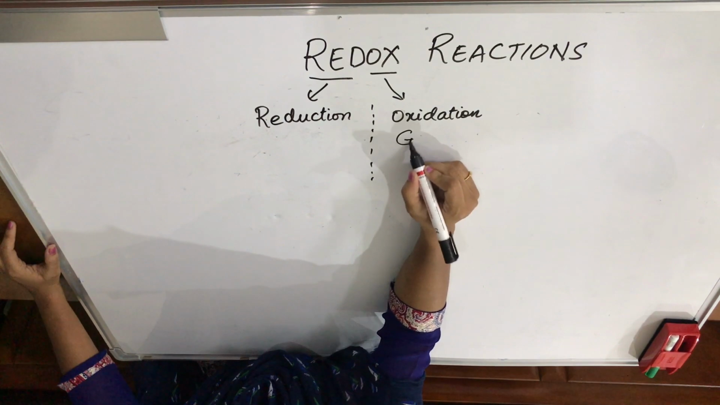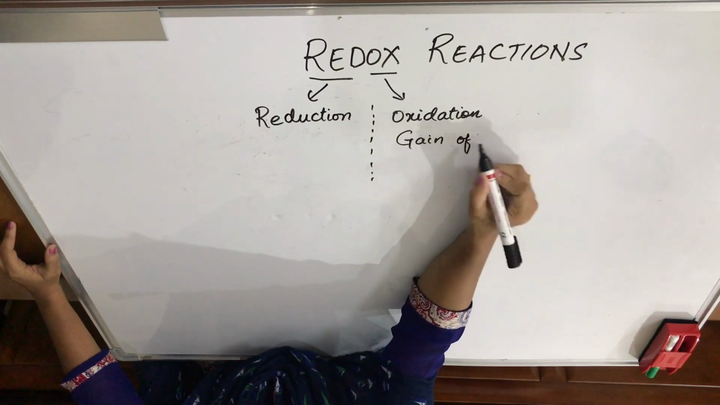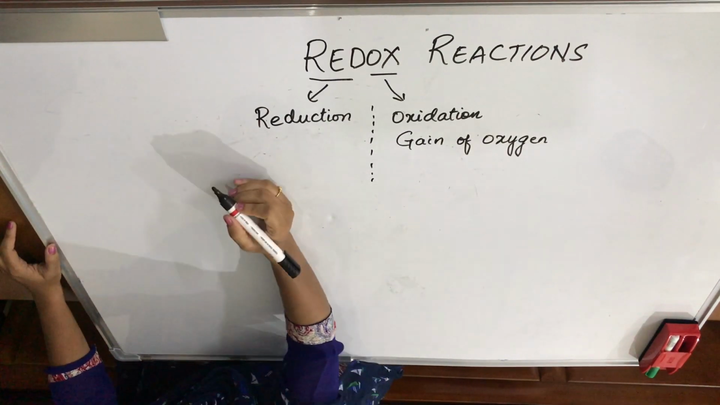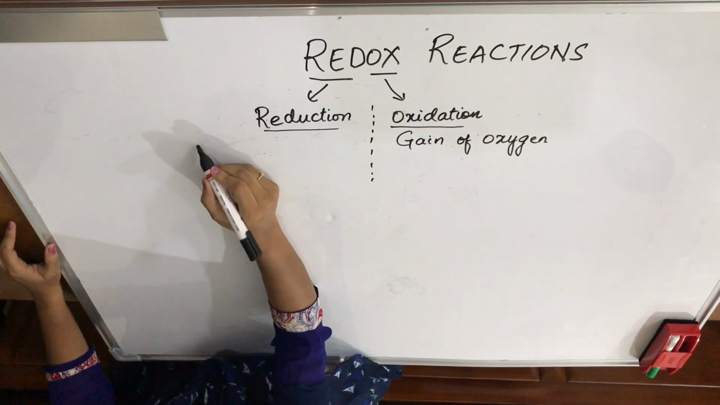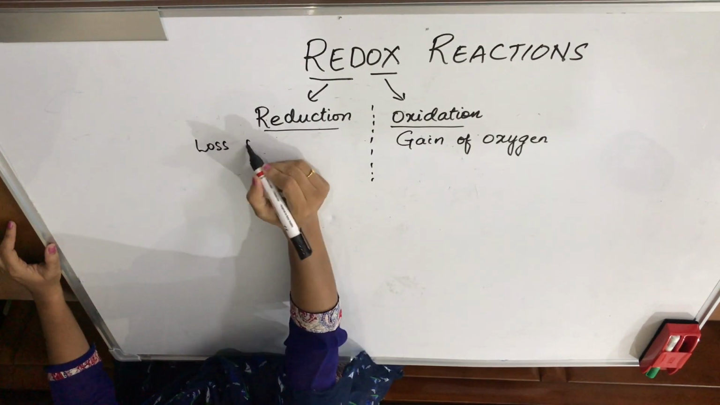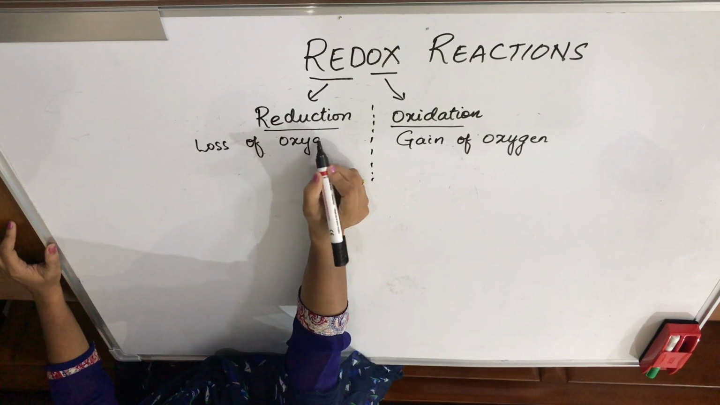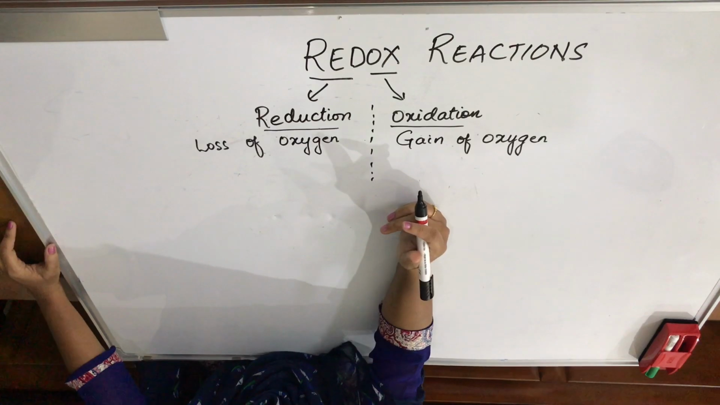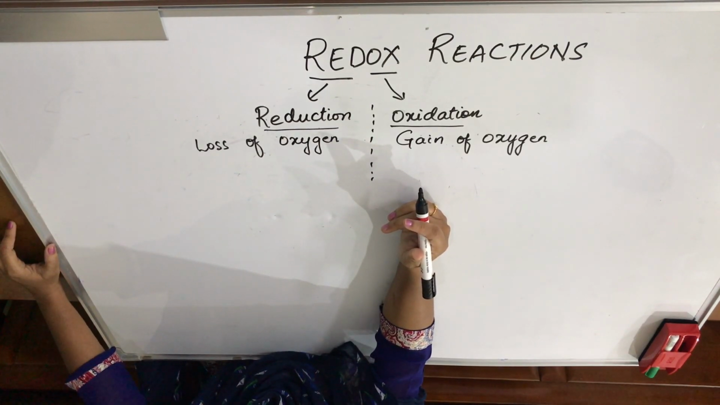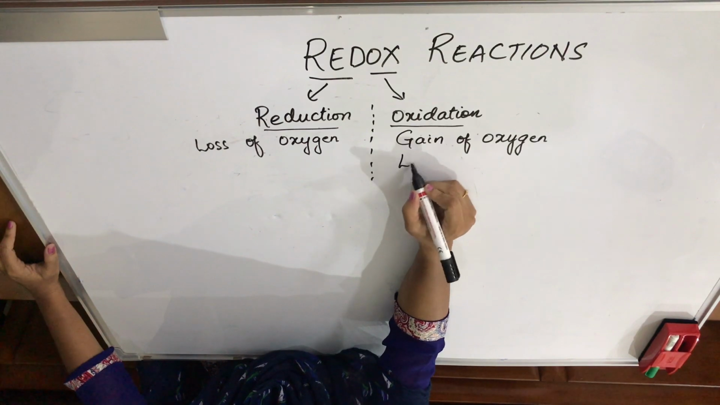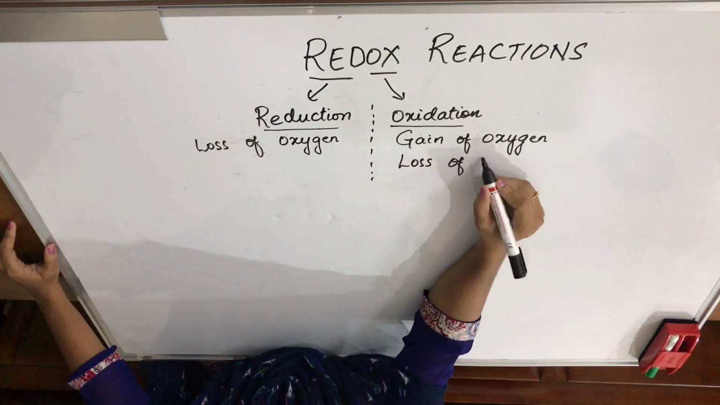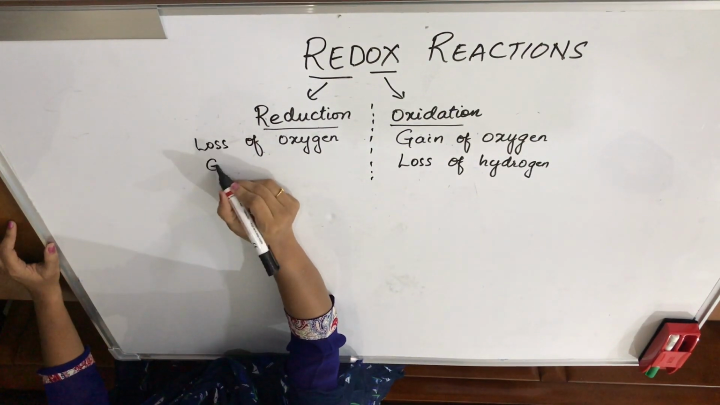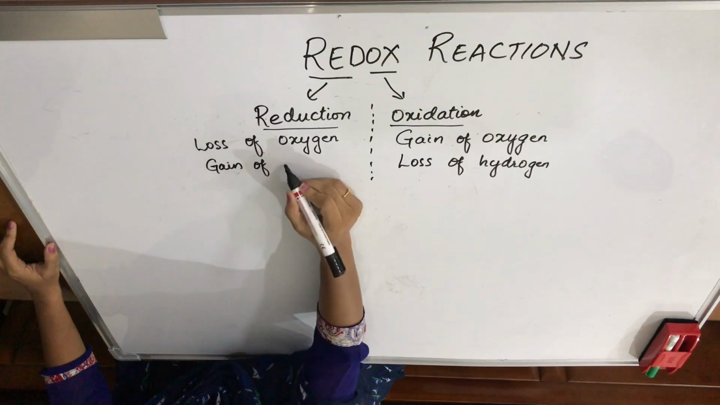oxidation is gain of oxygen. So obviously reduction is the reverse of it, that is loss of oxygen. Also, reduction and oxidation can be defined in terms of hydrogen. So this is loss of hydrogen. So obviously this is gain of hydrogen.